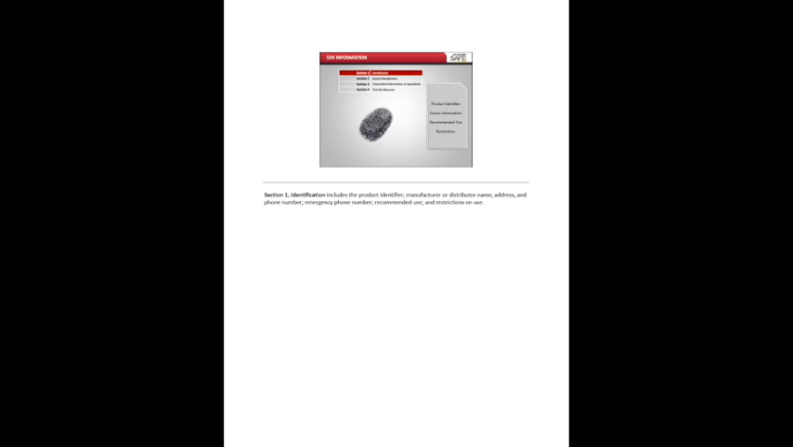Section 1, Identification, includes the product identifier, manufacturer or distributor name, addresses, and phone number, emergency phone number, recommended use, and restrictions on use. Next slide. Section 2, Hazard Identification, includes the hazard classification and the required label elements. Next slide. Section 3, Composition, Information on Ingredients, includes the chemical name, common name, and synonyms, chemical abstract services or CAS number, and percentages of ingredients in mixtures.